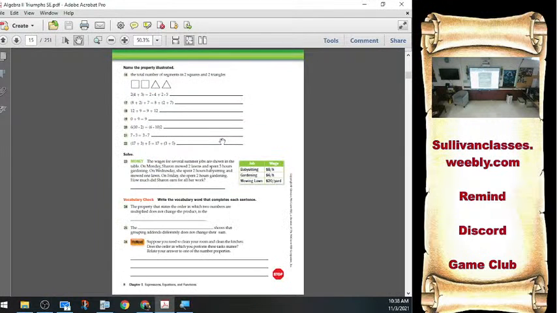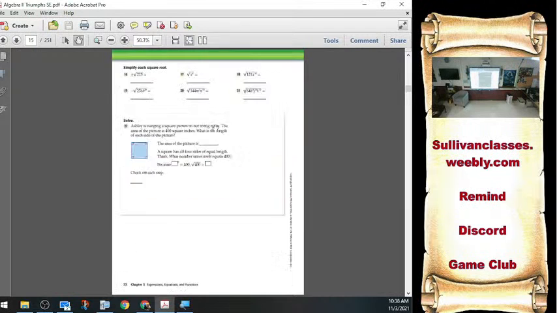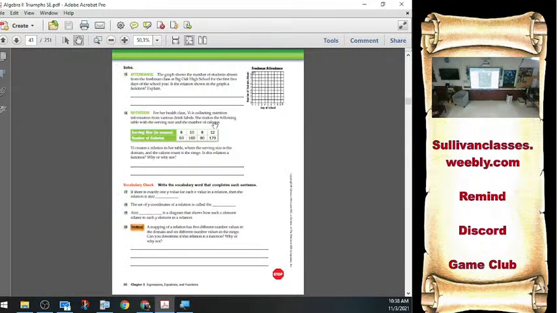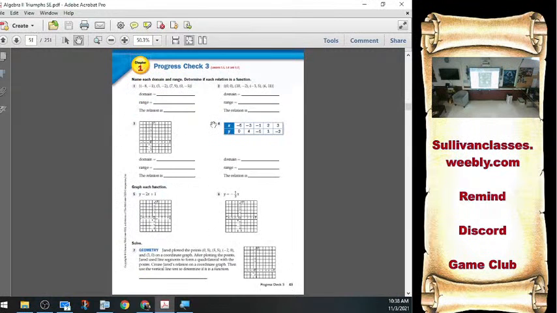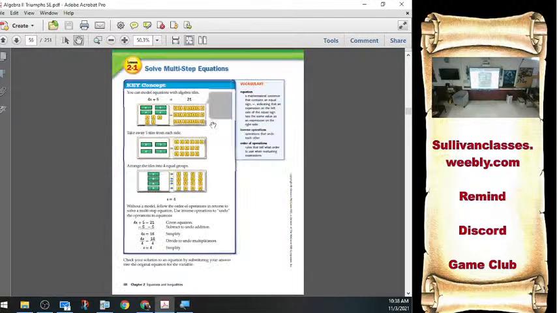No, that's numbers. That's chapter 1. This file takes forever to load too because it's the entire course in one PDF. There we go. Creepy people. I was just thinking the same thing. All right.